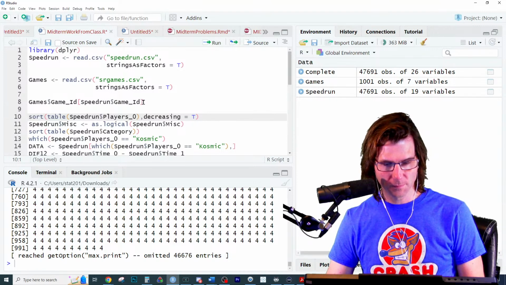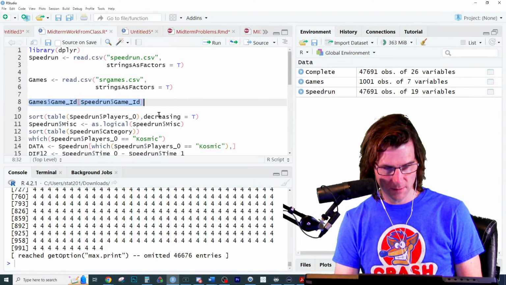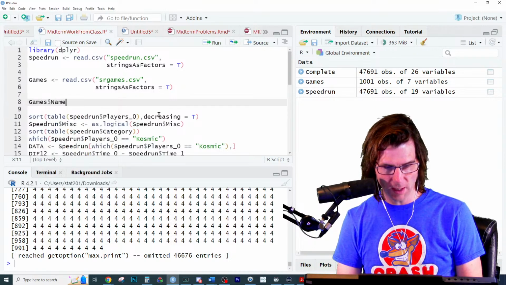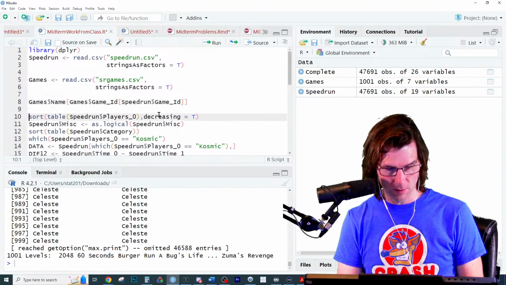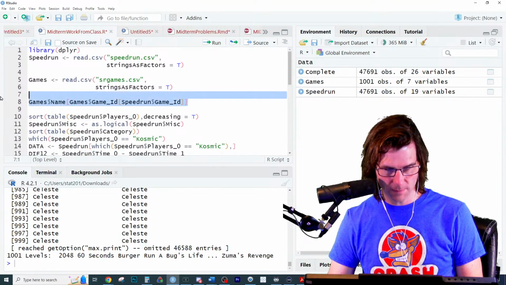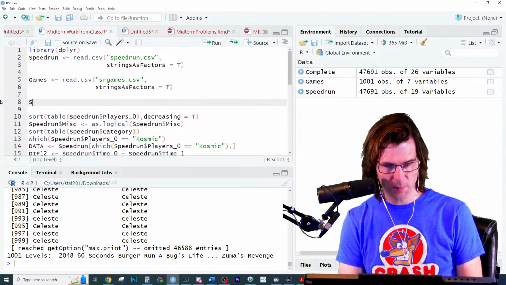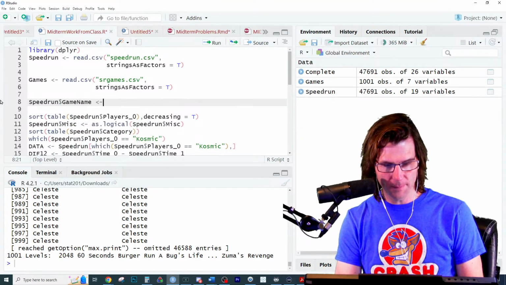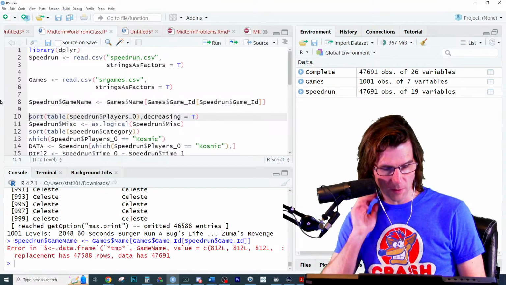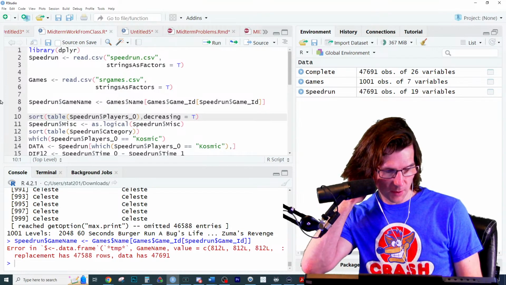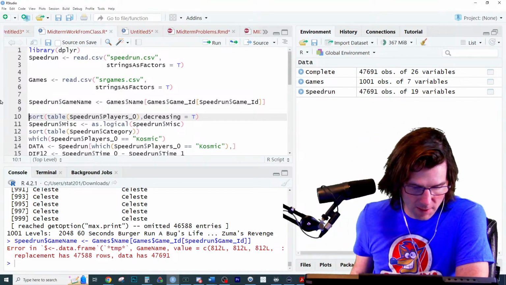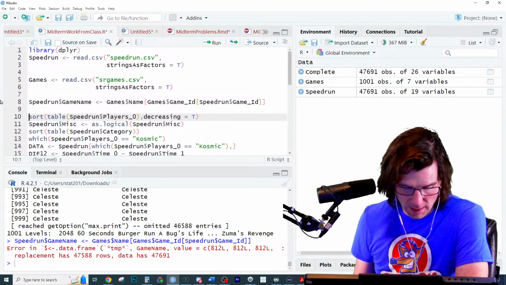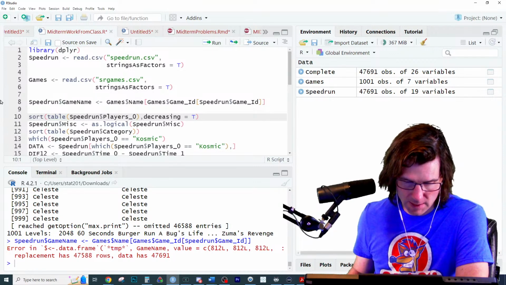And then when we get that game ID, we're going to go to games. This is the code, I think. And go to name and go to those. There, Celeste is there. And then we're going to go to speedrun. Don't know why I didn't think of this. And let's go to game name. Oh, really? How does that not have the right rows? The replacement has this many, and the other one has, it might have missing.